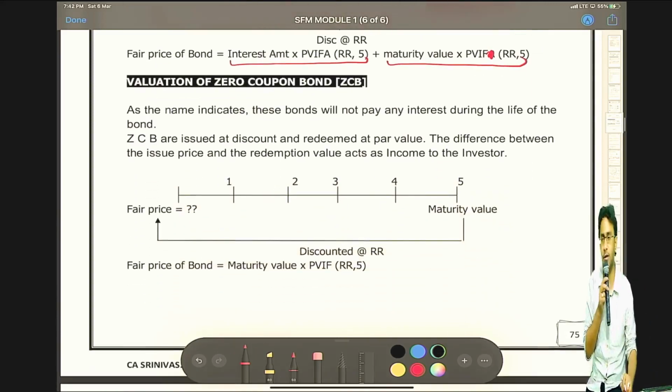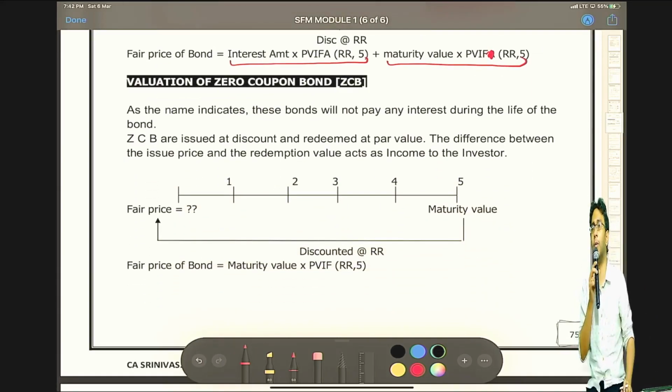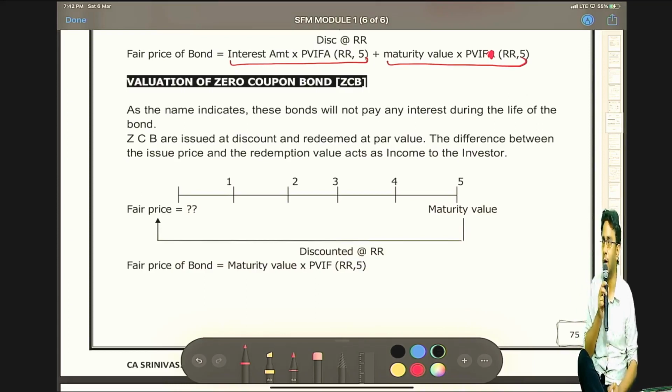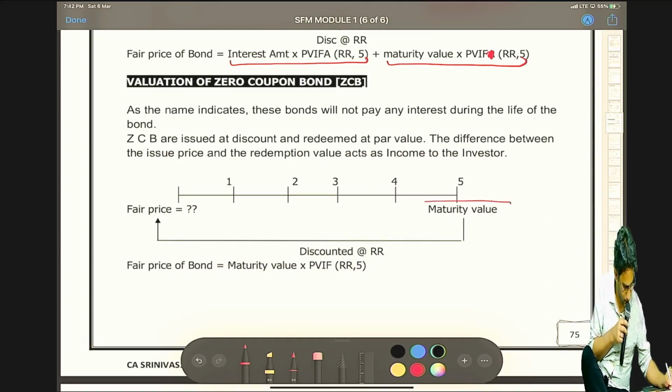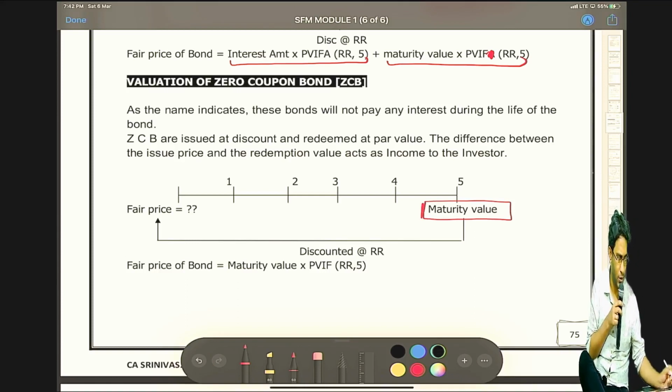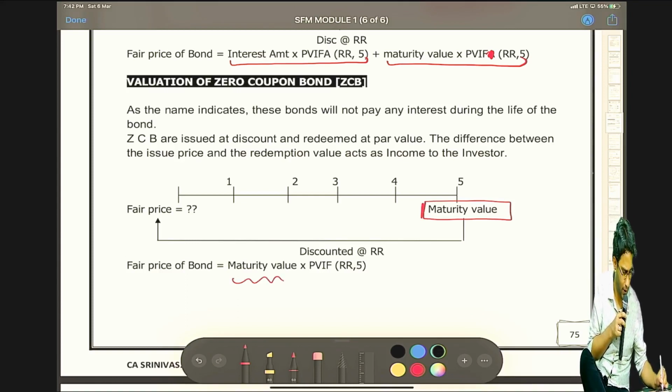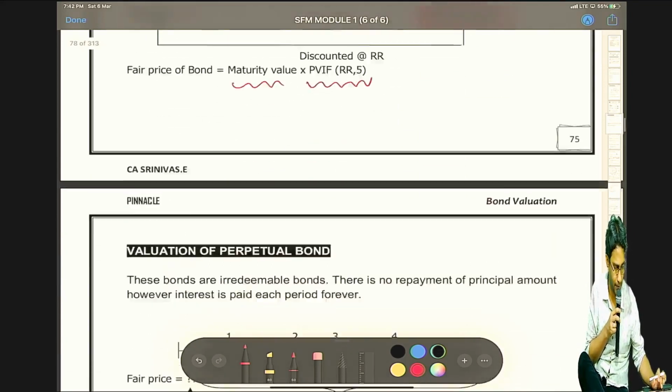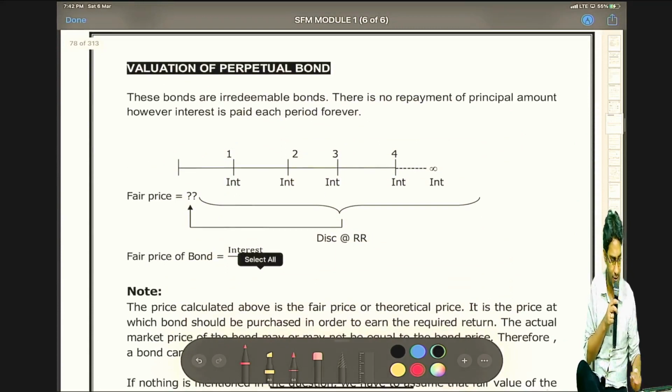Next. Come to the zero coupon bond case. Zero coupon bond, as the name itself indicates, it does not pay any coupon. Sir, if it does not pay any coupon, why will I buy the bond, sir? You will buy the bond because the bond is issued at discount and it's redeemable at par value, or whatever maturity value they tell you. So just discount the maturity value. Maturity value is a single period cash flow. Multiply that with PVIF.